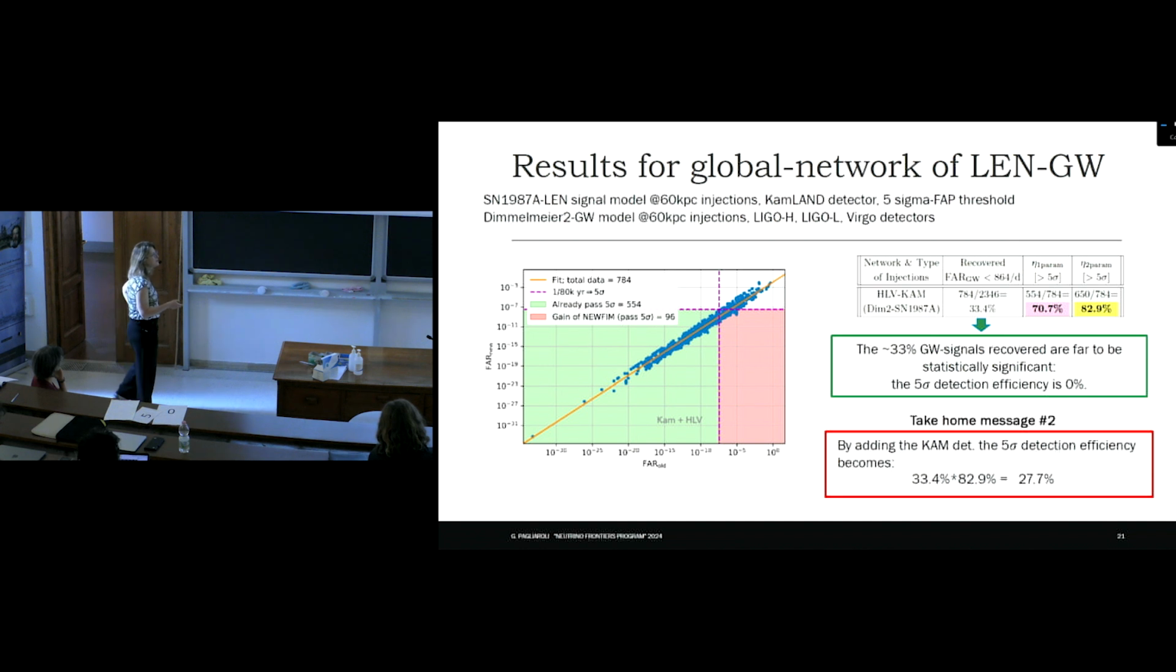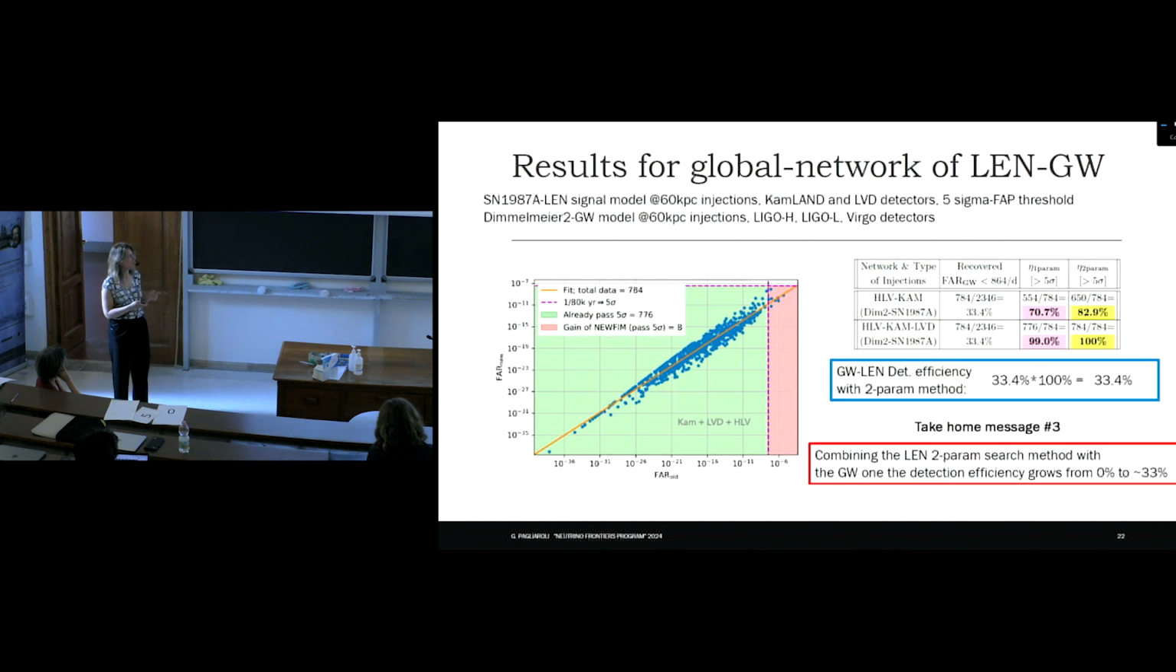So this is take-home message number 2. By adding the KamLAND detector, we can increase the 5 sigma detection efficiency of gravitational wave signals by this amount. So to be from 0 to 28%. Of course, this is only one detector.